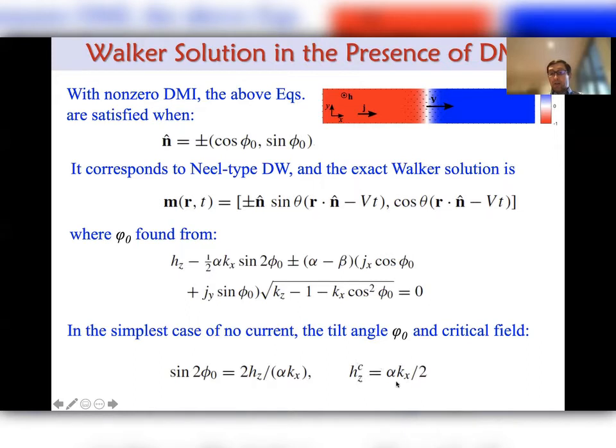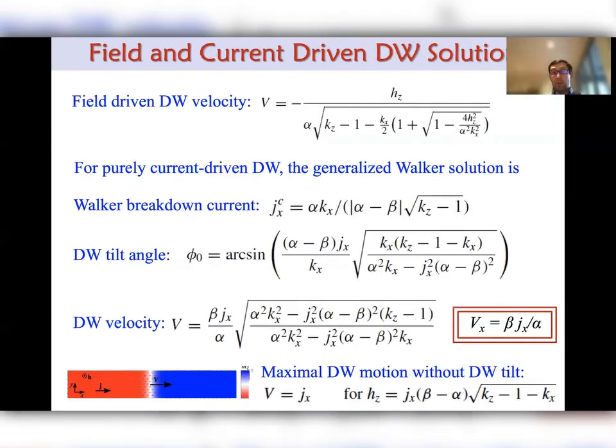So we see that this critical field is proportional to Gilbert damping alpha and proportional to in-plane anisotropy Kx. So we can see that in-plane anisotropy plays an important role, because if it were 0, we could not sustain the solution in the case of non-zero Dzyaloshinskii-Moriya interaction, since the critical field would be 0. Also, the velocity in the field-driven case is given by this expression. When our magnetic field Hz is small, we can Taylor expand this expression, and we see that the velocity will be linear in Hz.